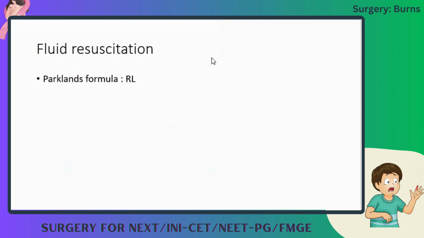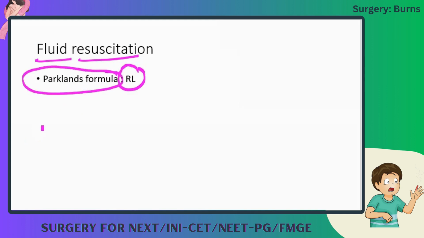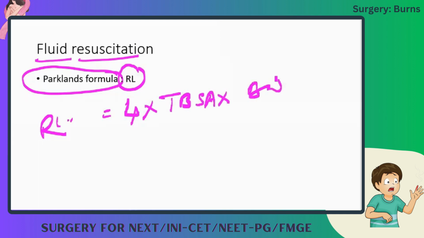And the most important thing is fluid resuscitation. In a burns case, you have to give them adequate fluid. The fluid which we give is Ringer's lactate. And there is a formula called Parkland's formula. Parkland's formula: the amount of fluid infusion should be equal to 4 into total burn surface area into body weight of the patient. This is how we calculate.